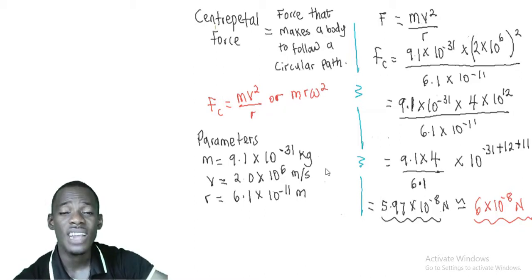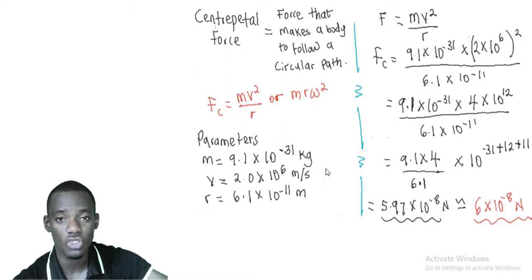Now, centripetal force can be modified into two forms, because v has its own formula too, which is rw. If you solve that, you also get the second formula, m r w squared. So it can be either, but the most popular is mv squared over r. But it can also be m r w squared, where m is mass, r is radius, w is angular velocity, and v is velocity.